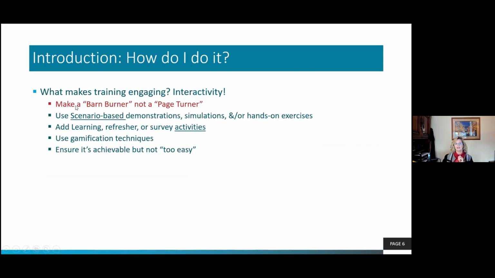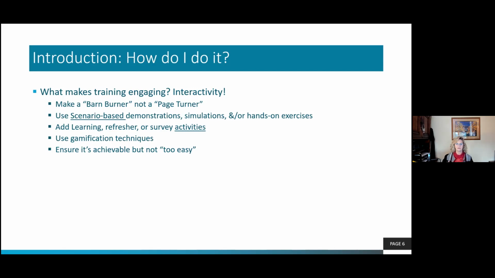So we like to say, make it a barn burner and not a page turner. In other words, don't make it boring. Whether you're an instructor up there, you don't want to read the slides to them. They can do that themselves, right? You want to do things that engage the student, engage their brain, make them think about what they're doing, how that could apply to their workplace.